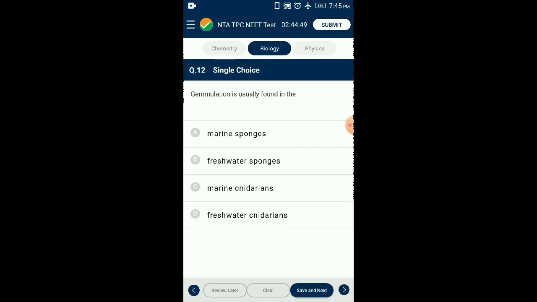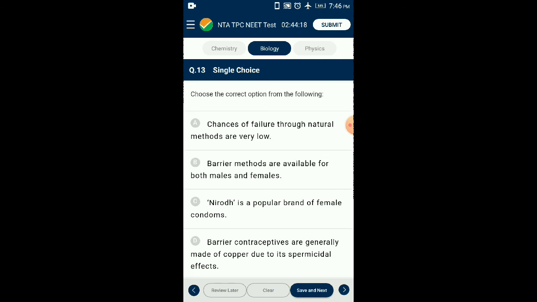Question number 12. Gemmulation is usually found in the. Gemmules are produced by a few genera of freshwater sponges such as Spongilla and some marine species including sea sponges and other poriferans, which produce gemmules to survive in unfavorable conditions and to germinate and produce new sponges. So the answer for this question is option B, freshwater sponges.